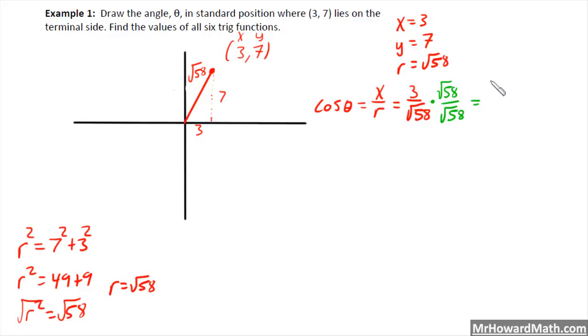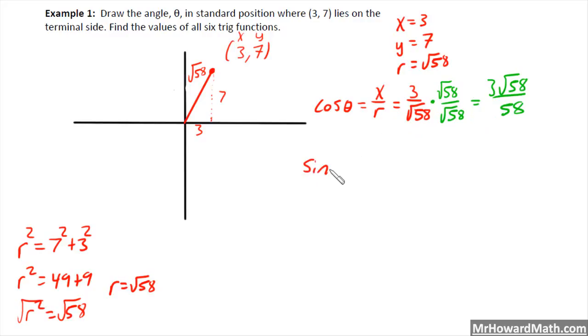So that gives us 3 square root of 58 over 58. So 3 times square root of 58, 3 square root of 58. Square root of 58 times square root of 58 is 58, because when you're squaring this, the square root part falls away. So that would be your answer in proper form. We don't want to leave that denominator with a radical. Alright, so let's continue on.